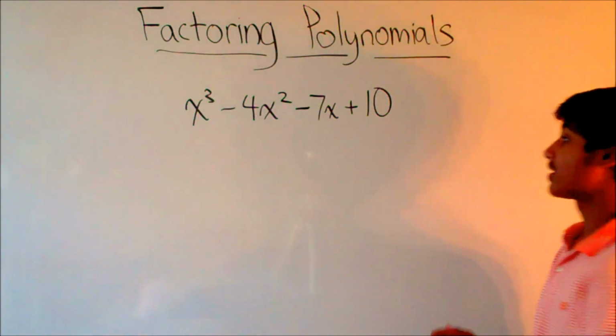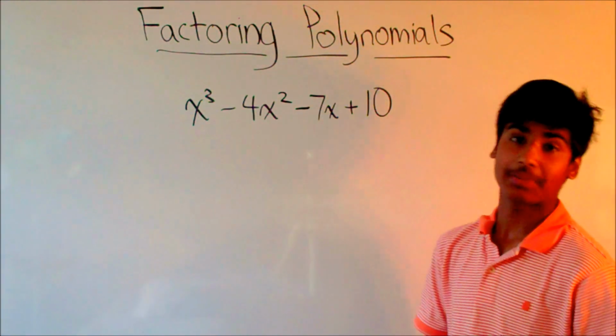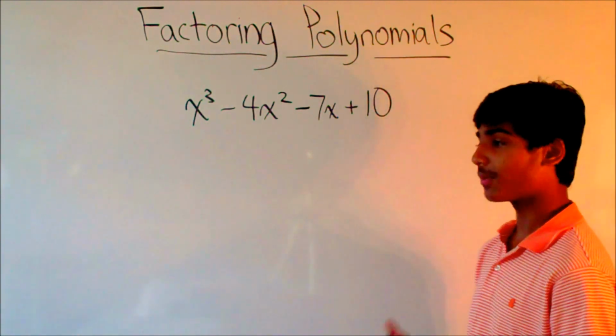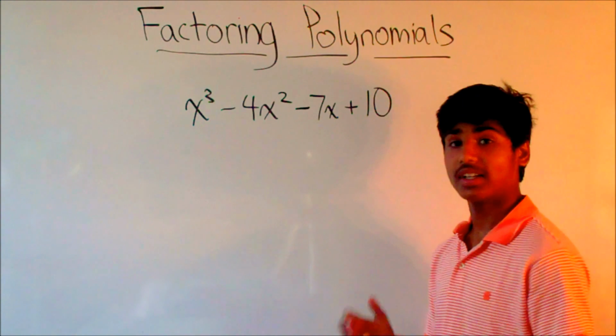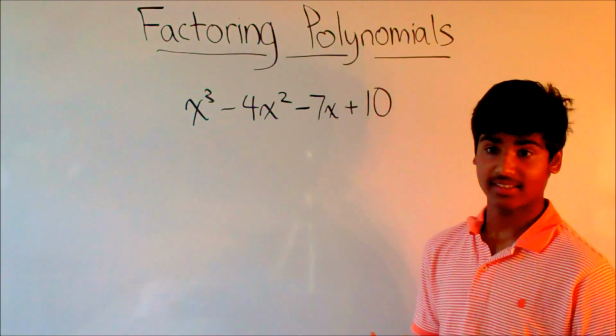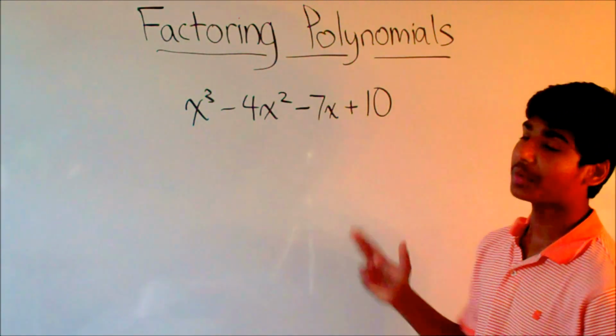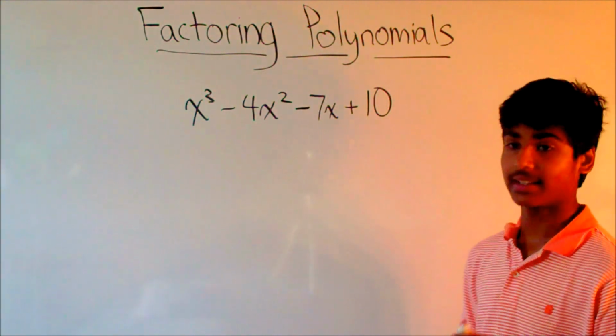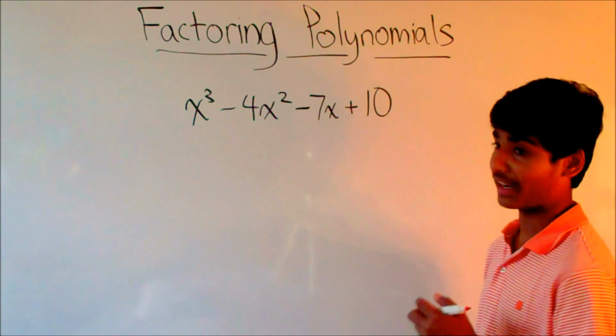Now, if it was just x squared, then we would have a lot of options to factor it. We could just factor it or use the quadratic formula, because we know what it is and where the x's are, and it's much easier. But when we go to cubes and beyond, it gets a lot harder. That's where we have to look at some of the prospective factors.